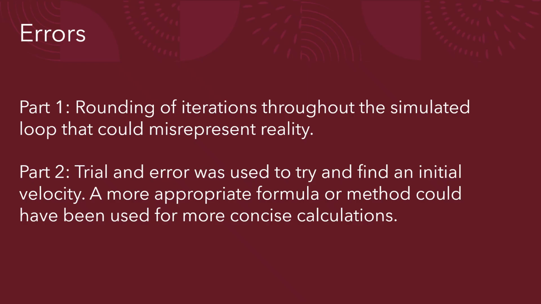In part 1, there was rounding of iterations throughout the simulated loops that could have possibly misrepresented reality. And in part 2, there was trial and error used to find the initial velocities, and a more appropriate formula or method could have been used for more concise calculations that would have gotten us closer to the desired figure 8.